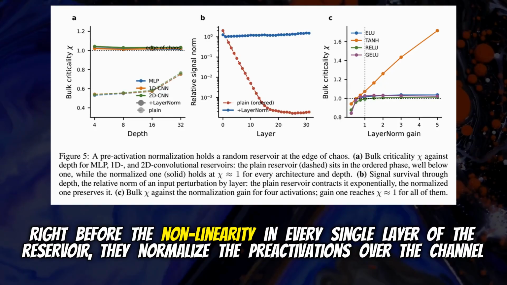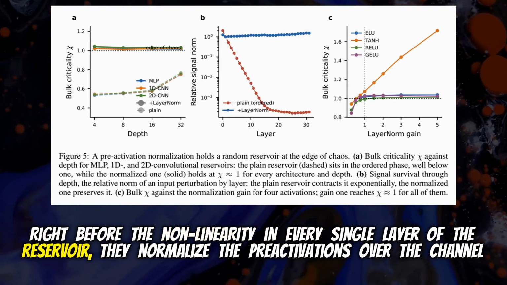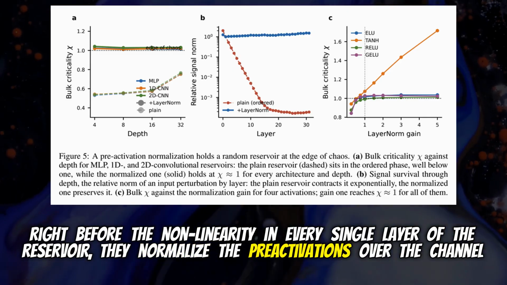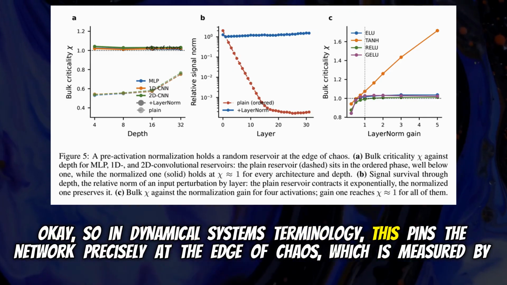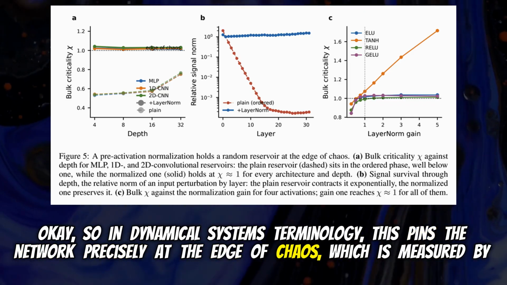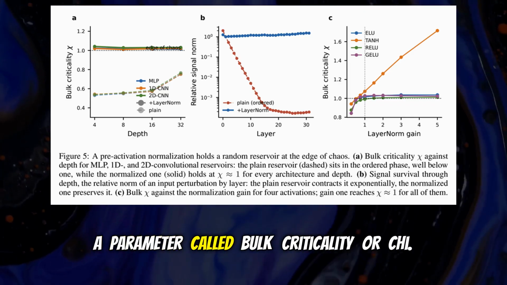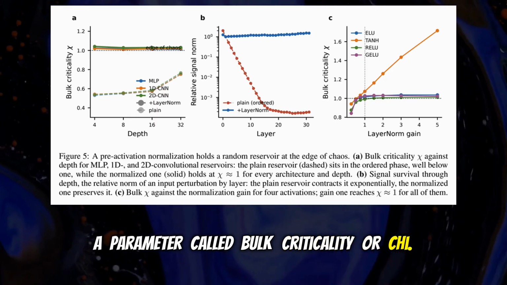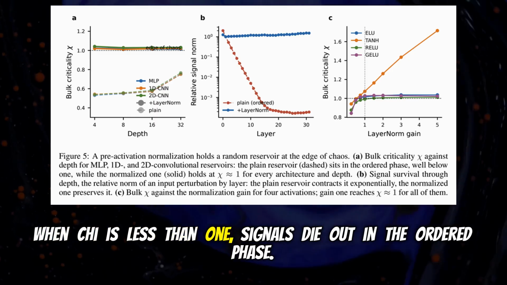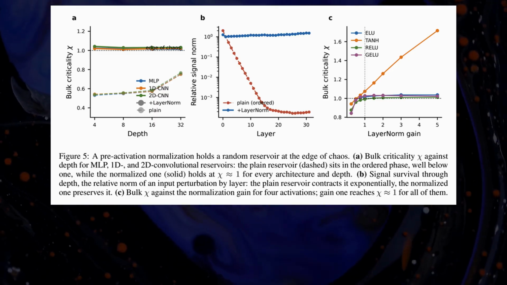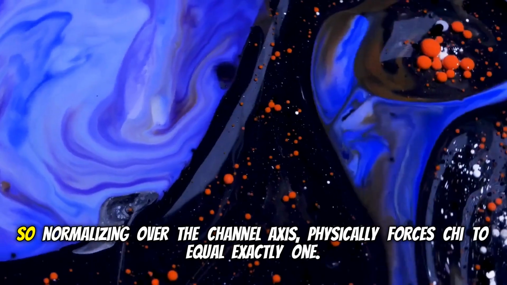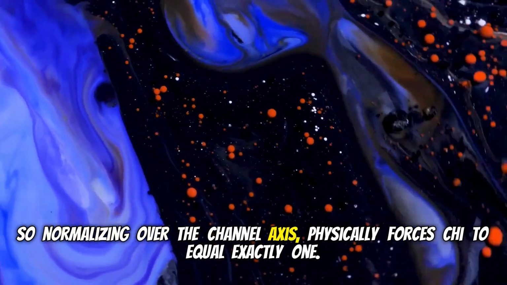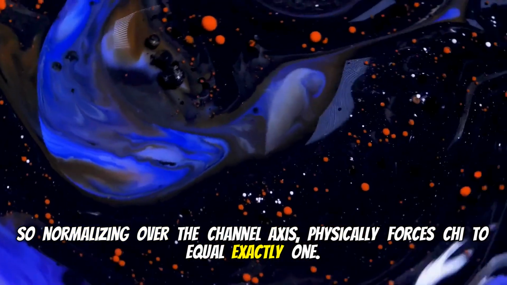Right before the nonlinearity in every single layer of the reservoir, they normalize the pre-activations over the channel axis. Okay, so in dynamical systems terminology, this pins the network precisely at the edge of chaos, which is measured by a parameter called bulk criticality, or chi. Right. When chi is less than 1, signals die out in the ordered phase. When chi is greater than 1, signals explode in the chaotic phase. So normalizing over the channel axis physically forces chi to equal exactly 1.